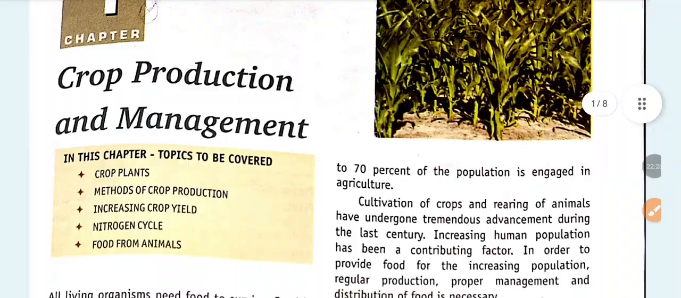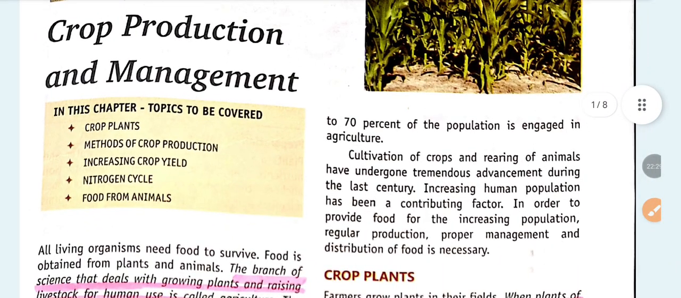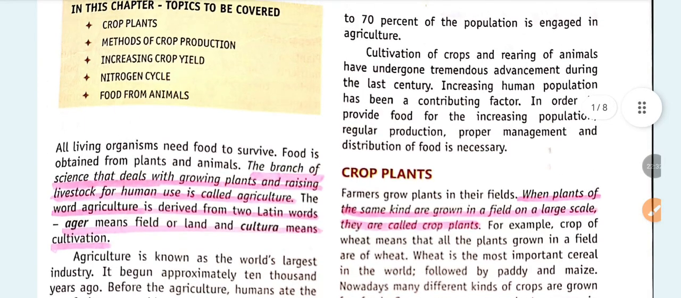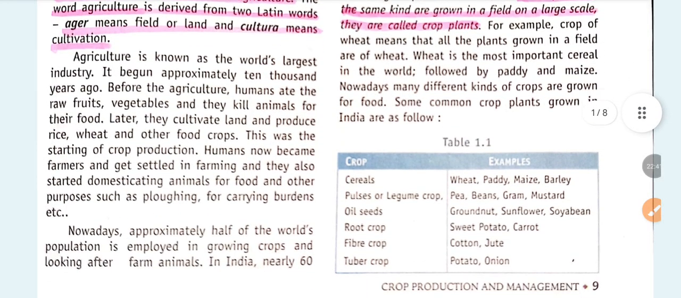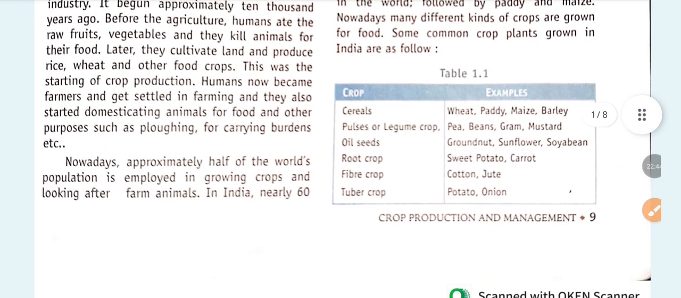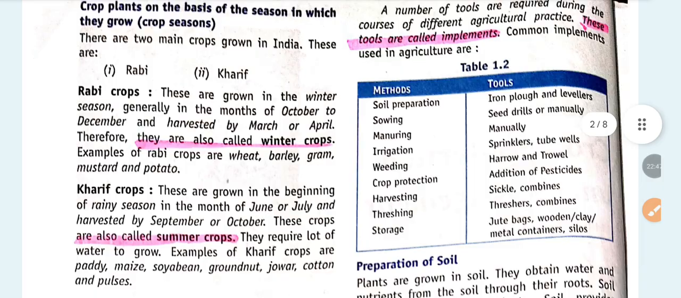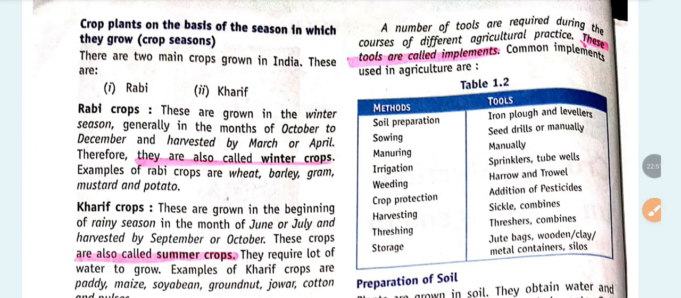Now, let's recall everything that we have learned. We have learned that nearly 60 to 70% of India's population is engaged in agriculture, and we learned about what crop plants are and the different kinds of crops and their examples. After that we learned the two classifications of crops: Kharif crops and Rabi crops. Rabi crops are the winter crops, for example wheat, barley, gram, mustard and potato. Kharif crops are the summer crops, for example rice, maize, soybean, groundnut and cotton.